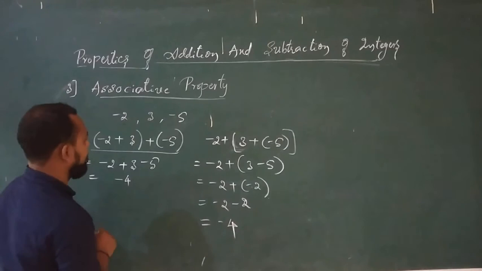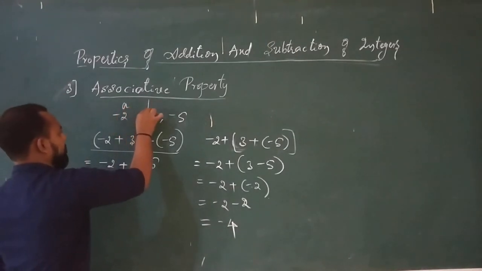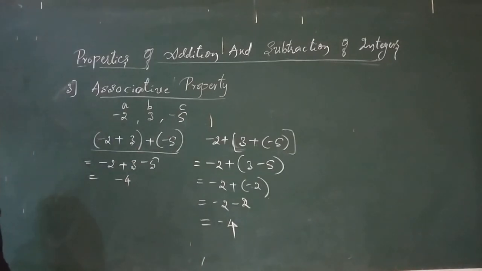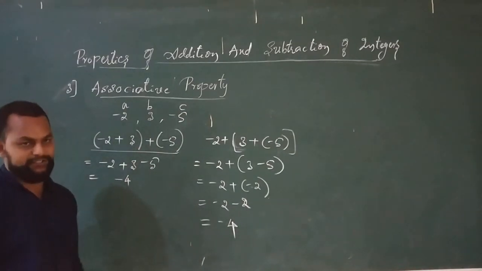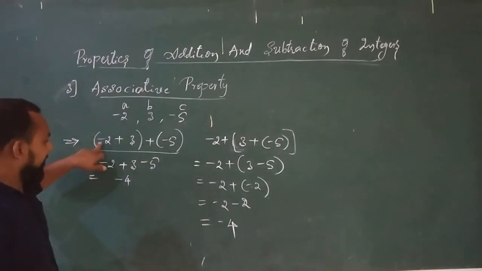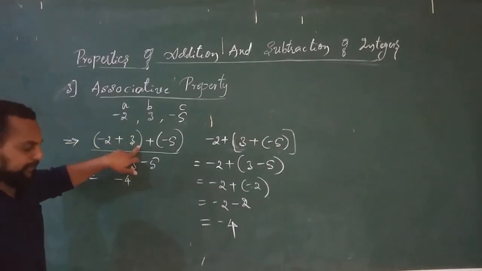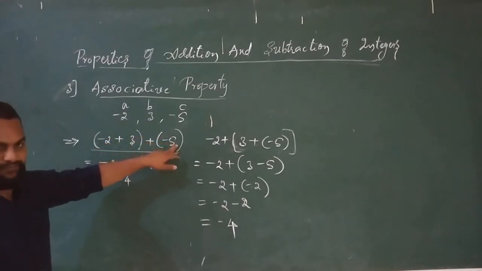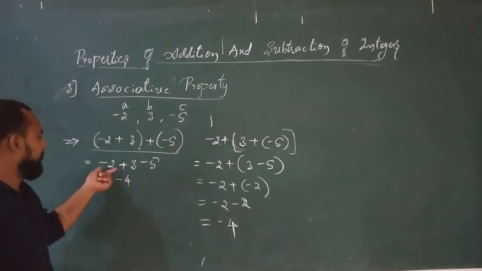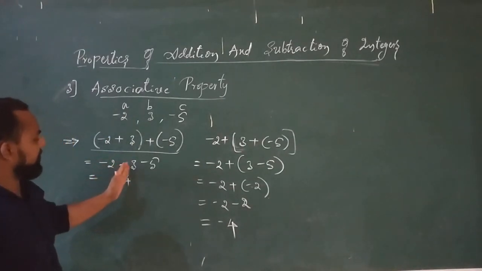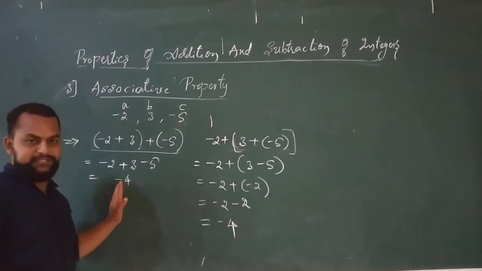In general, you take A, B and C. Okay, A, B, C are any integers. Here minus 2 plus 3, then plus of minus 5. Here the answer: minus 2 plus 3 minus 5 is minus 4.